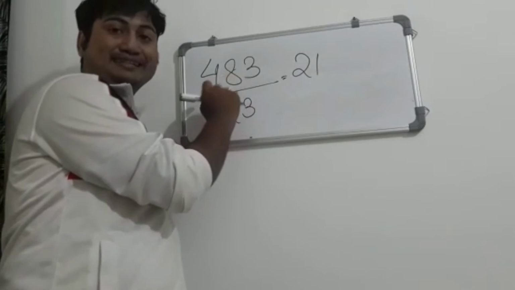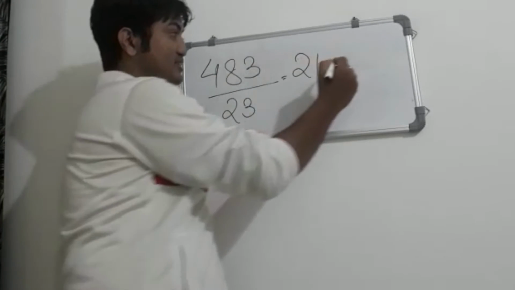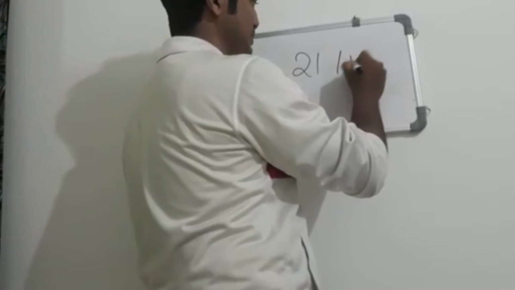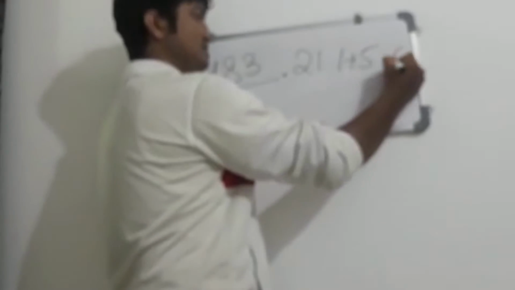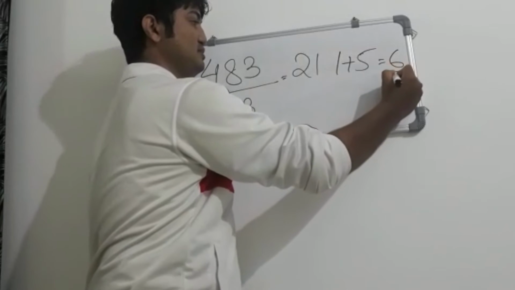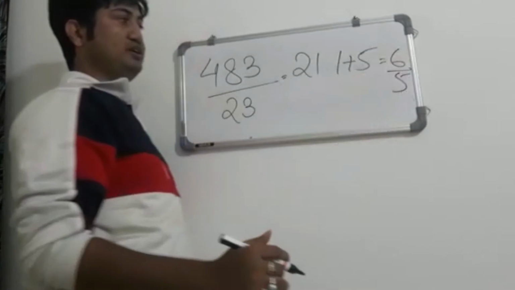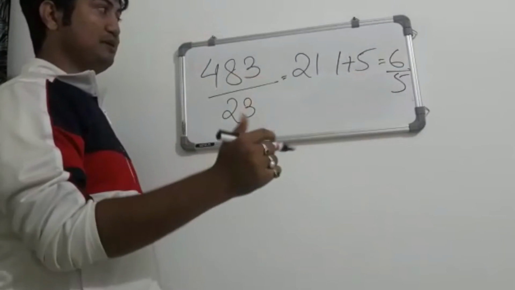So 4 plus 8 is 12. 12 plus 3 is 15. So 15 is effectively 1 plus 5, which is a 6. 2 plus 3 is 5. Okay, now so we are left with only 6 by 5.